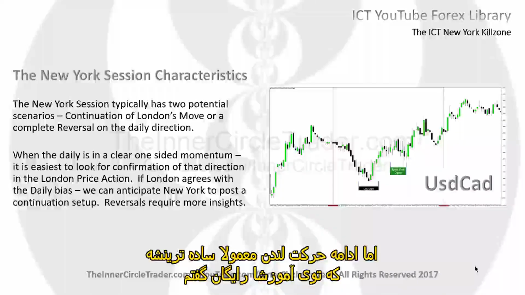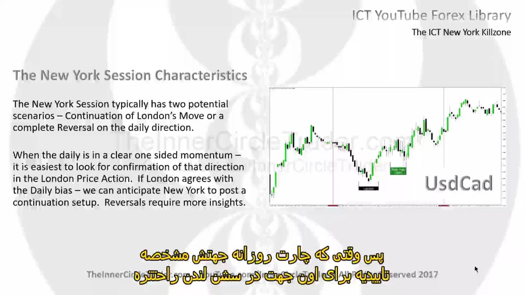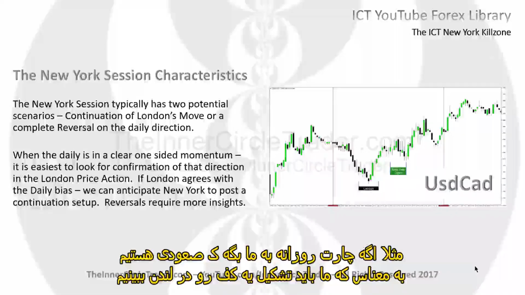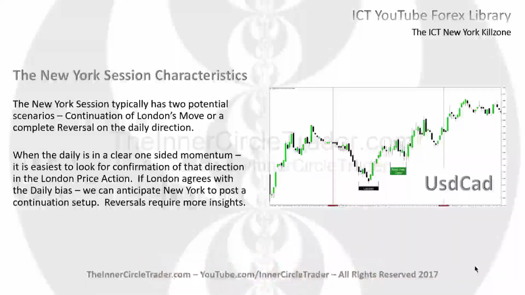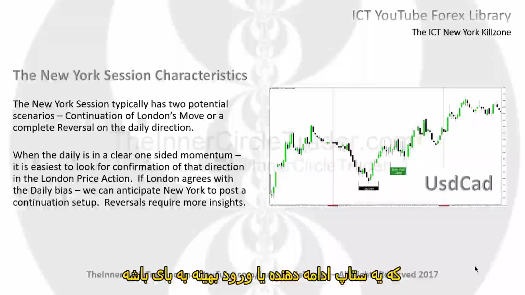But the continuation of the London move, I believe, is the easiest, and that's why I taught that approach in my free tutorials. So when the daily chart is in a clear one-sided momentum, it is easiest to look for the confirmation of that direction in London price action. For example, if London agrees with the daily chart being bullish, that means we should be seeing a low form in London. We would anticipate a retracement lower in the New York Open and in agreement with that daily bias. So we would anticipate a New York low to post a continuation setup or optimal trade entry buy.